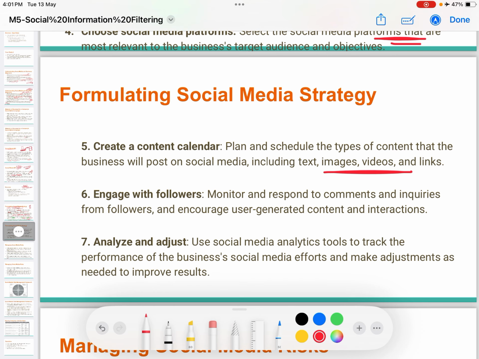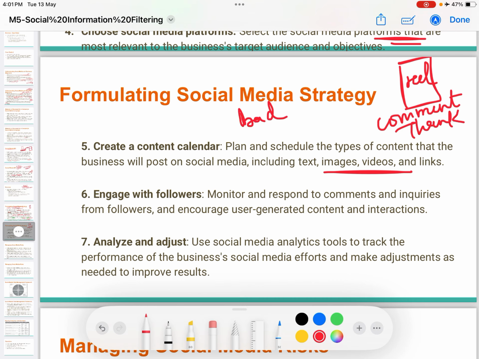Next is engage with followers. Monitor and respond to comments and inquiries from the followers and encourage user generated content and interaction. So I'm posting a reel, for example, and I'm getting a comment. If it is a good comment, the reply should be thank you for so and so comment. If it is a bad or negative comment, then we will be taking necessary steps. Something like this should be the response. So a response should be provided to every comment.